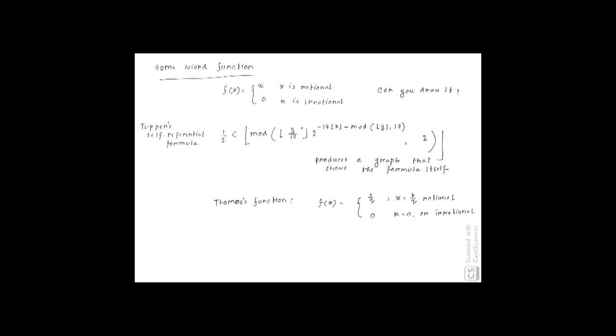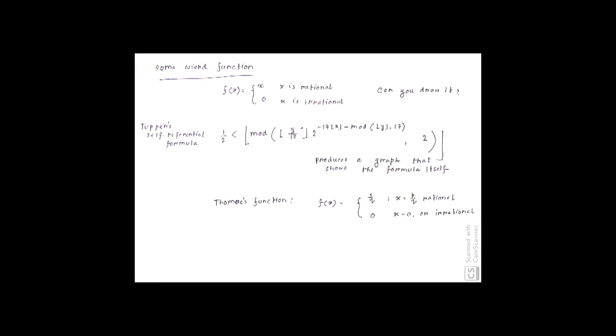The second one is Tupper's formula. It's always a nice thing because it's also a weird thing, because it produces a graph that shows the formula itself. So the graph is exactly the same as the function. In a certain interval, you can see that the graph is this function itself.